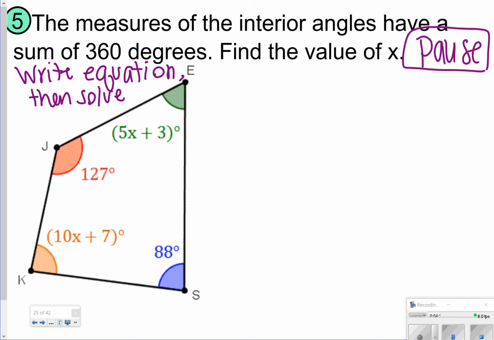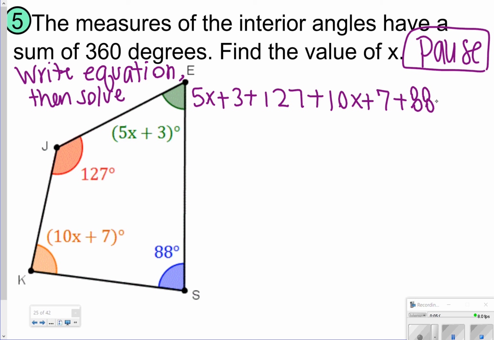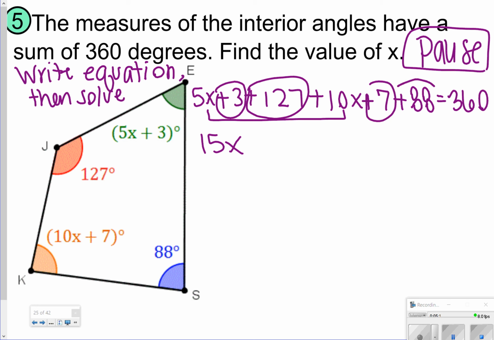All right, so the first thing we're going to do is we're just going to add all these values together. And I know some of them have x's, and that's totally fine. So we have 5x plus 3 plus 127 plus 10x plus 7 plus 88, and that is all equal to 360 degrees. Now I'm going to combine all of my like terms. First set of like terms I have are the 5x and the 10x, so that's going to give 15x. And then I have these numbers. I've got 3, 127, a 7, and an 88. So I'm going to add 3 plus 127 plus 7 plus 88. That's going to give me 225. So 15x plus 225 equals 360.